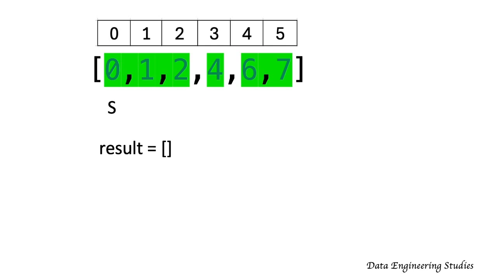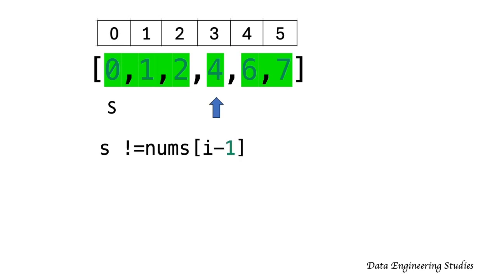Next, we will iterate from the first element. We will iterate until the previous element plus 1 is not equal to the current element. In this case, the previous element plus 1 is equal to the current element, so we will increment the pointer. Here also, the previous element plus 1 is equal to the current element. So we will again increment the current pointer.